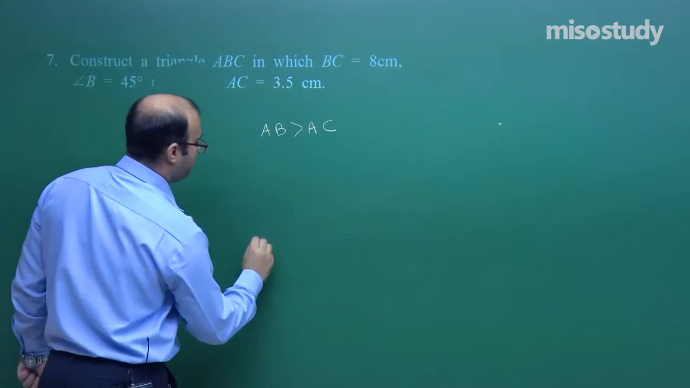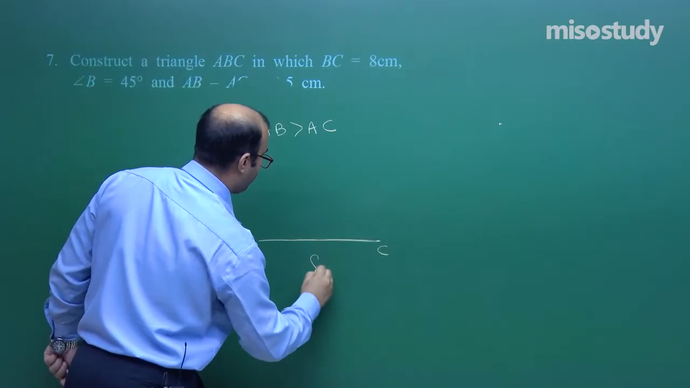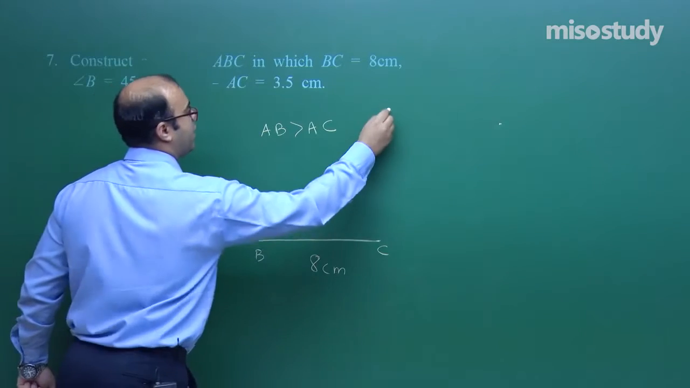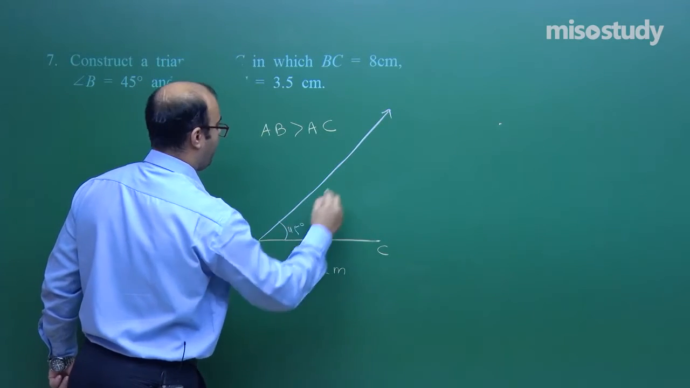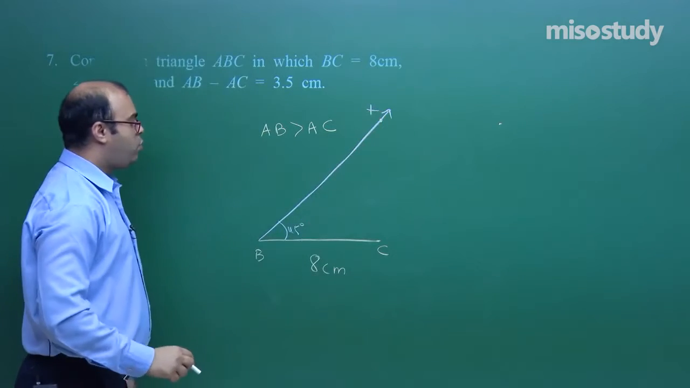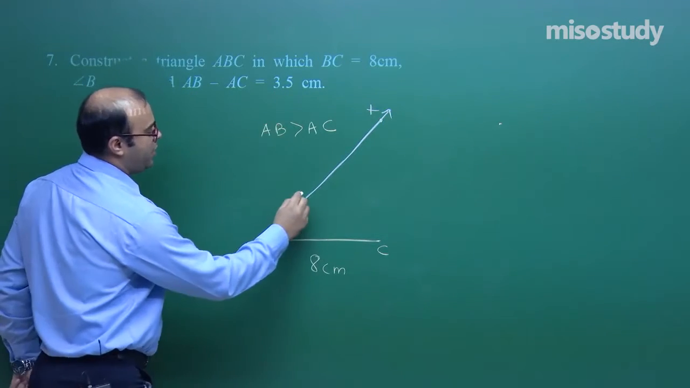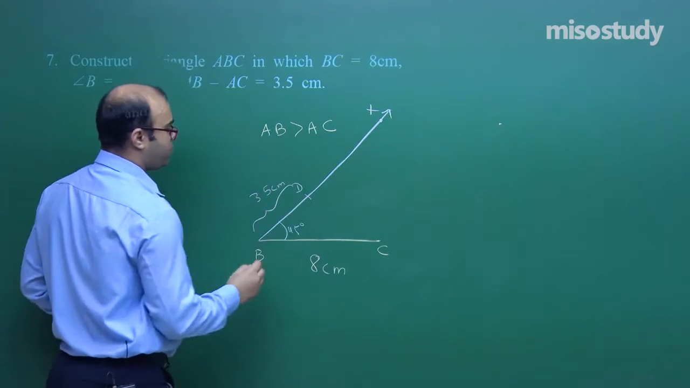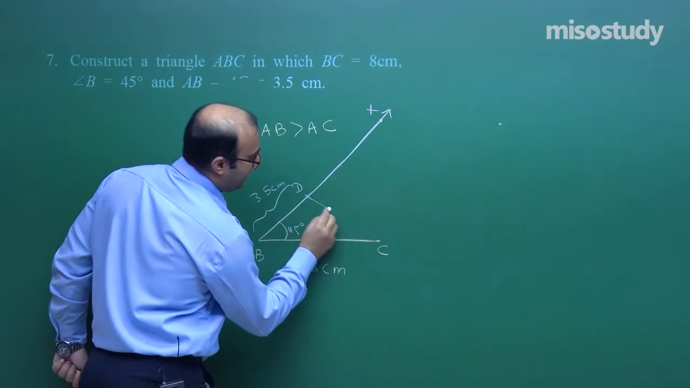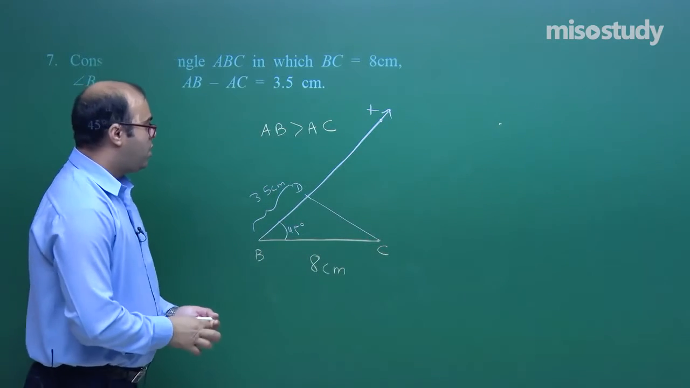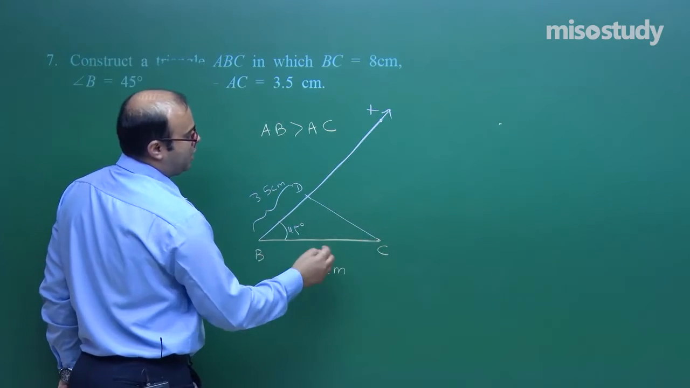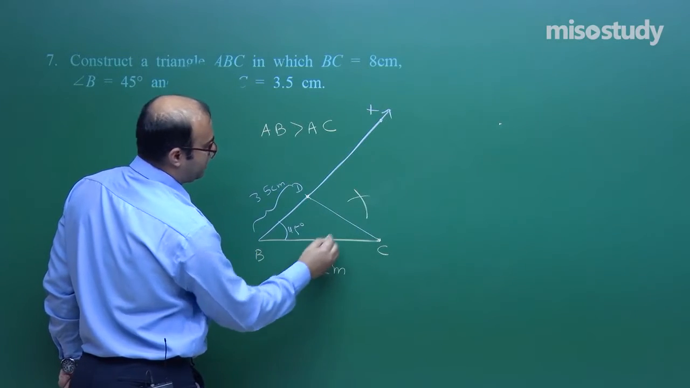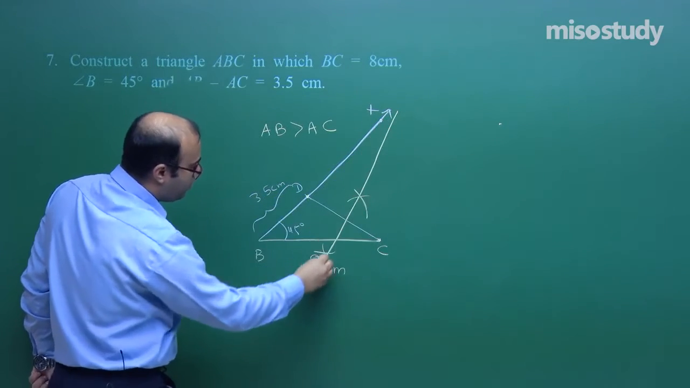First we will take BC, base 8 centimeter. Then what we will do? We will take a ray which makes an angle 45 degree with this BC. This is 45 degree. Let us call it BX. Next what we do? On this ray we take a point D at 3.5 centimeter distance. So, this is 3.5 centimeter. We will join D with C, and what do we do next? We take a perpendicular bisector of this line segment DC, like this.